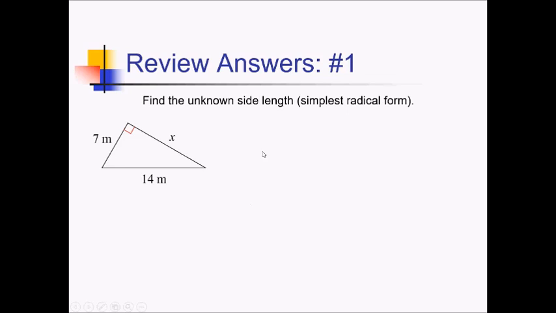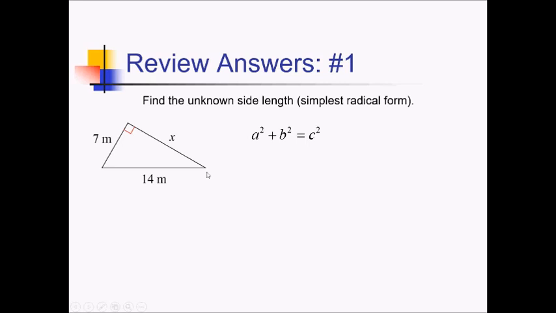So for this problem, and really any problem where we know two sides of a right triangle, we can always find the third side using the Pythagorean Theorem. That's a squared plus b squared equals c squared. Now, the key to plugging things into this is recognizing that c is the hypotenuse, the longest side of the right triangle, and that's always across from the right angle.